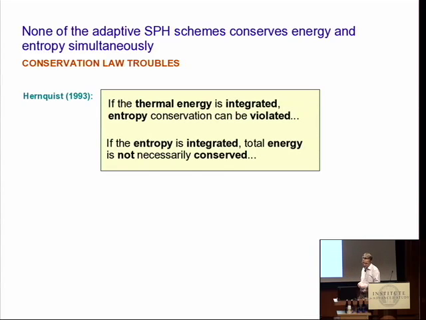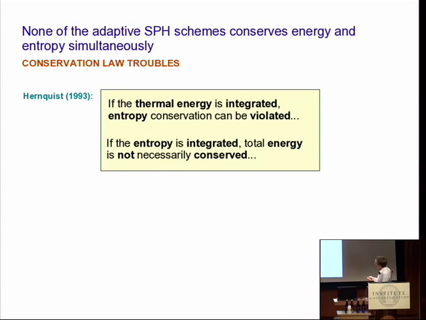And then why is this now important? So this has all been known long ago, but Lars Hernquist wrote a long time ago a paper where he pointed out that in these two choices, if you integrate the thermal energy, then the entropy conservation can be violated. What this means is that sometimes, if you integrate the thermal energy, these A coefficients will go down. Okay, so the entropy will decline, which is in principle unphysical, and the sum of the entropies will not be conserved either.